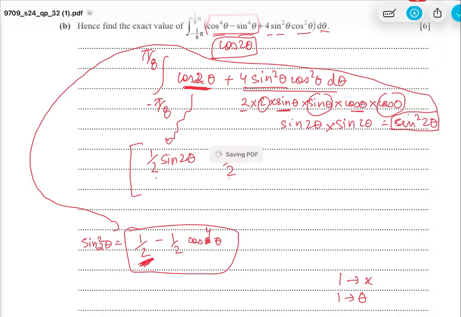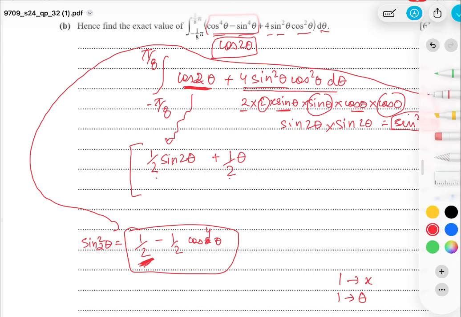What is the integration of negative half cos 4 theta? So we integrate this part. Cos 4 theta would be sin 4 theta by 4. Agreed or not? Now this 4 and this 2 will be multiplied and we will get negative 1 by 8 sin 4 theta. The limits would be negative pi by 8 to pi by 8.